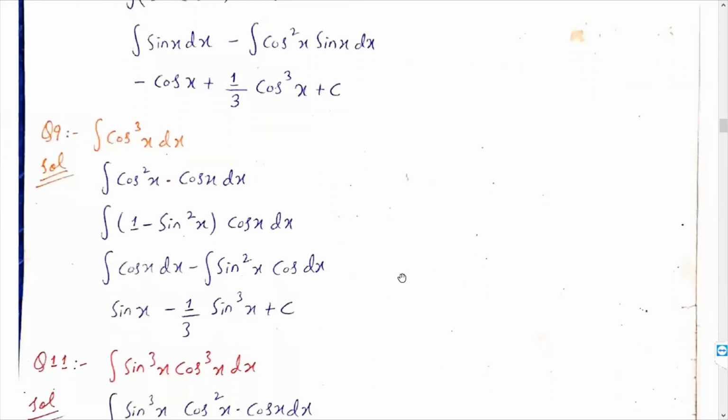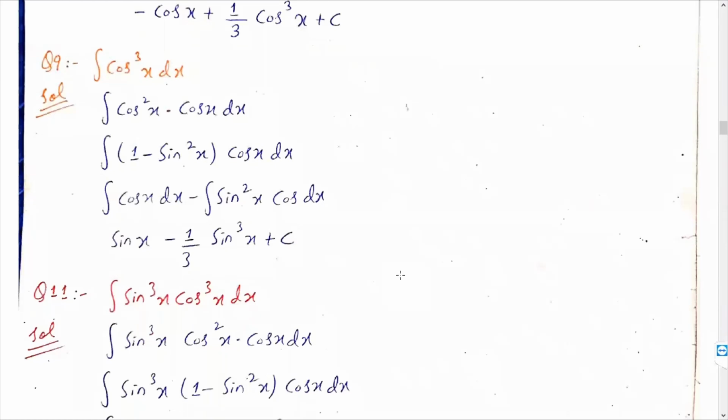Now comes another question, cos cube x dx. Cos cube x can be written as cos square x into cos x. Cos square x is equal to 1 minus sine square x into cos x. Multiplying both of these, we get cos x minus sine square x into cos x. Integral of cos x is sine x, and once again we'll increase the power of sine by 1, so sine cube x by 3.